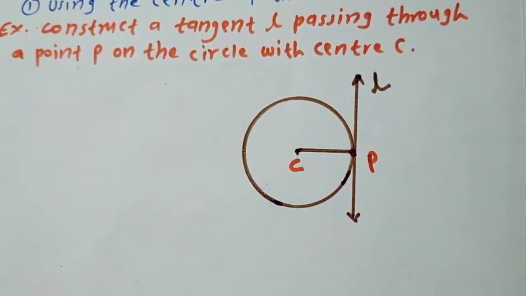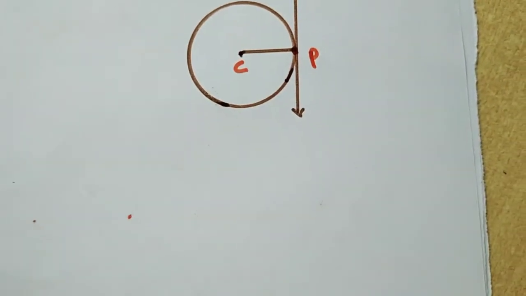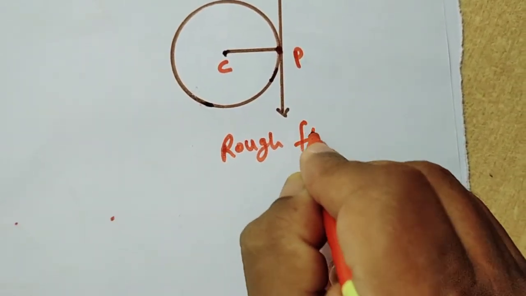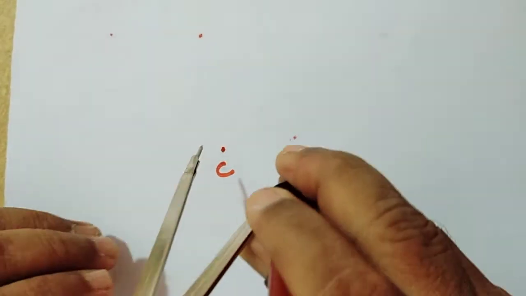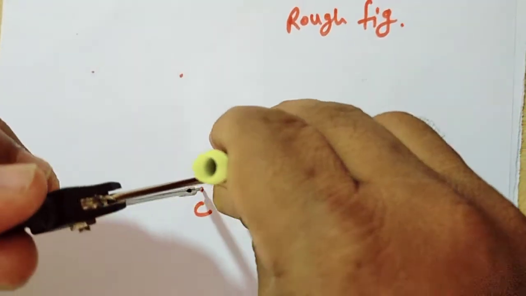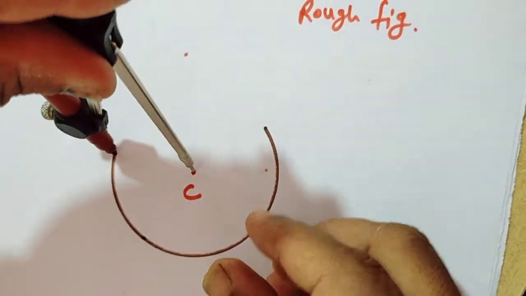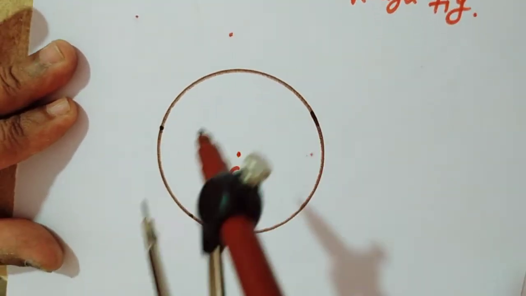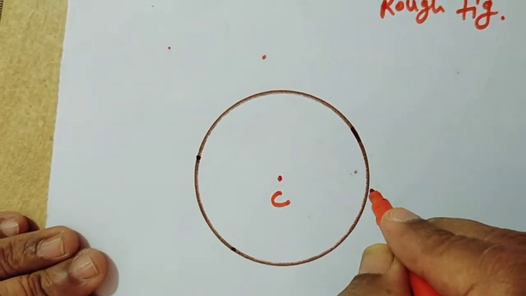Now how to construct it? First, this is the rough figure. Now we have to draw the fair figure. Take center C, use your rounder, keep it on point C, and with any radius draw a circle. When the radius is given, at that time you take that much radius by using your ruler and draw the circle. So the circle is ready here with center C.